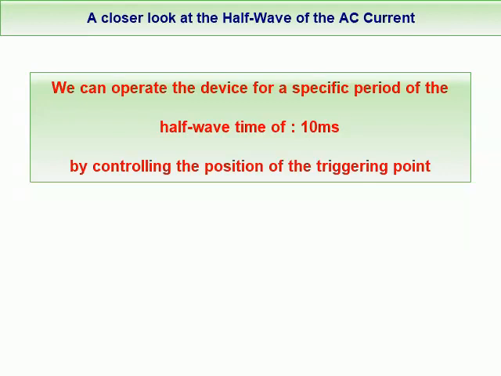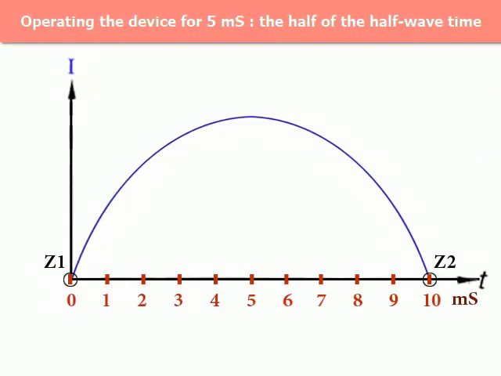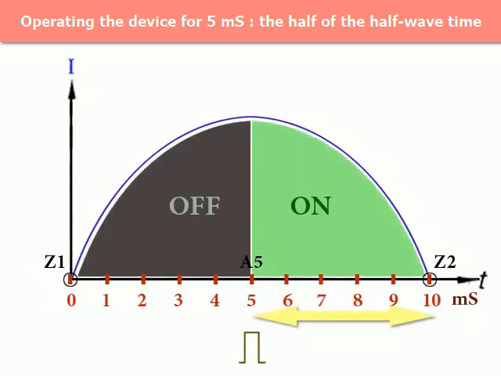Now, it is easy to know how to operate the device for a specific period during the half wave time of 10 milliseconds. Let it be for half of the wave time, which means, for 5 milliseconds. Simply, the microcontroller must trigger the TRIAC just once in the middle of the half wave at the peak point, A5. The device now will work for only 5 milliseconds, from point A5, to the end of the half wave at the point Z2. In this way, we can control the operating time of the device during the half wave time, that is, by controlling the timing of the TRIAC's triggering.